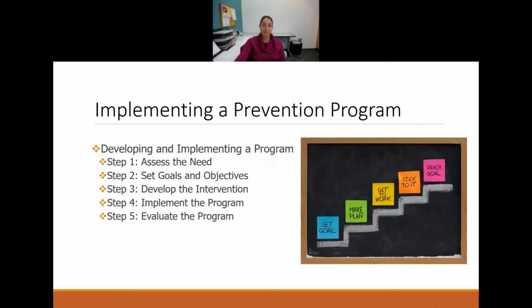And then implementing a prevention program. When you're developing and implementing a program, it's all about goals. You assess their need. Remember, look at the whole individual and their function. You set goals and objectives. You develop the intervention. You implement the program, and then you evaluate. Is it effective? I did this with one patient and it worked great. I'm doing it with them and they don't seem to progress. What could I change to make it more effective? So that is your therapeutic exercise in a nutshell.